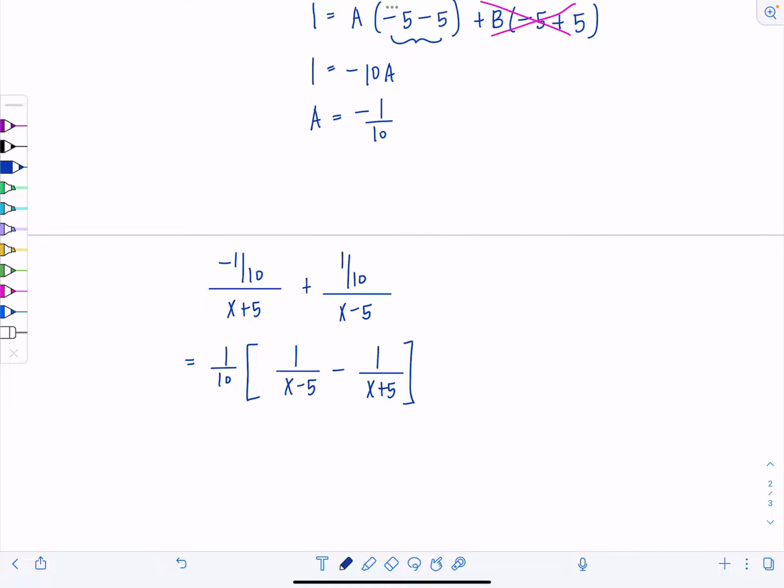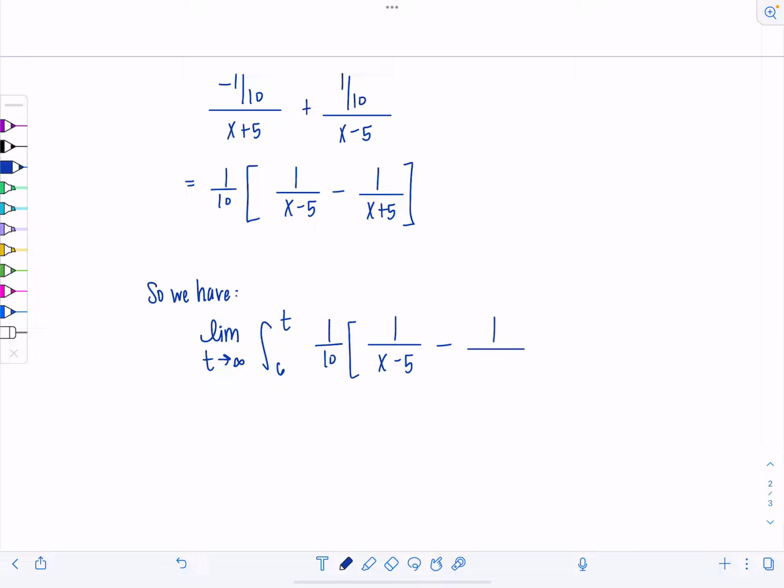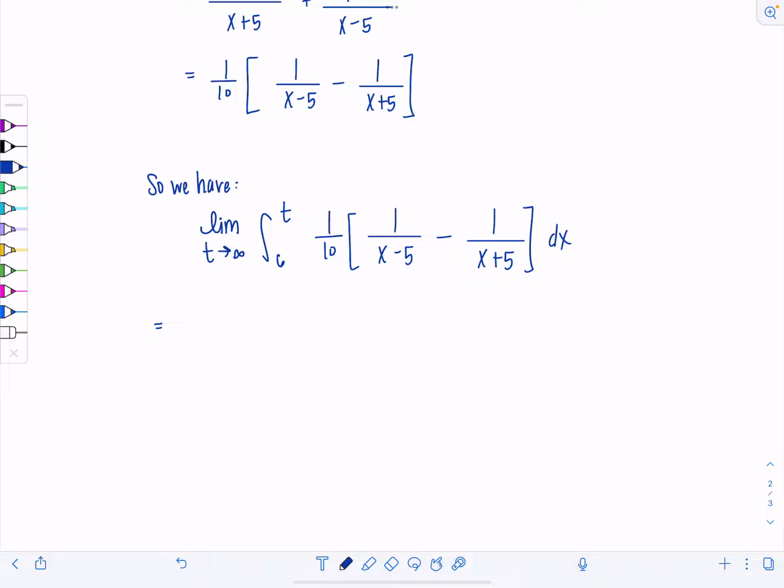Okay, so now that we've gotten that handled, we can go back to the original problem. Make sure you write lim on every single step until you finish evaluating the limit. So limit as t approaches infinity. Remember, our limits were from 6 to t. And then now I have 1/10 times 1 over x minus 5 minus 1 over x plus 5 dx. Very good. Okay, so let's go ahead. We can anti-differentiate this, no problem.